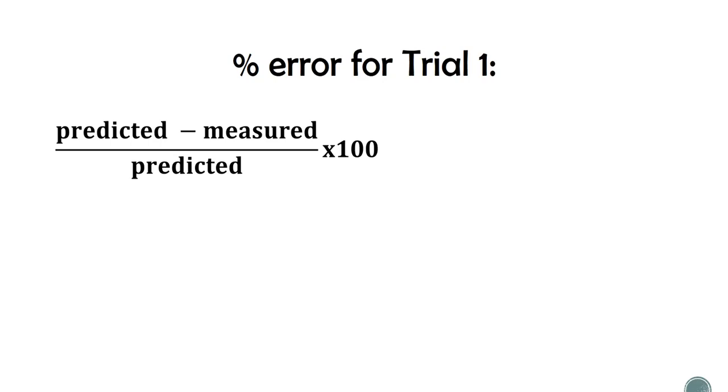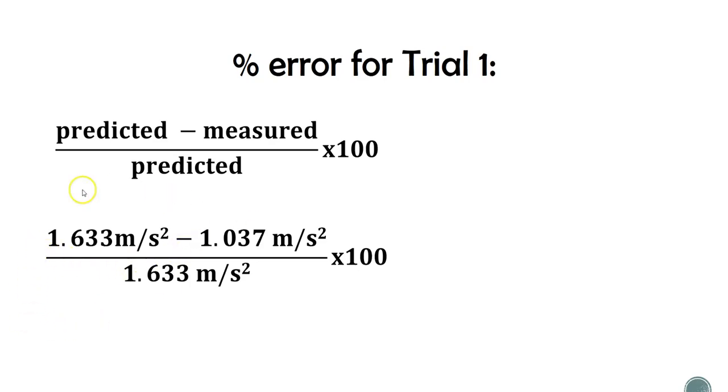Next is the percent error for trial number 1. And for your percent error, your predicted is going to be what you start with. That's your actual or your perfect world scenario. If everything works exactly as it should, ideally, that's what it should be. So that's your predicted. Minus your measured, which is what you actually got from running the cart, divided by predicted times 100.